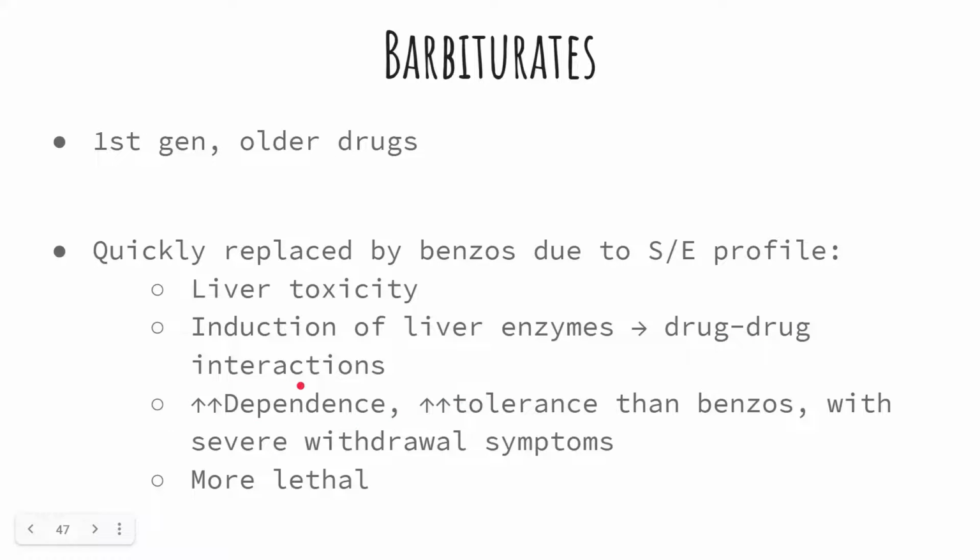Because if you think about it, most of the users of barbiturates are old in age. Anxiety and insomnia problems usually present in older patients. So when they take these barbiturates, they are probably also taking medications for other medical conditions like hypertension, for example, or any other thing. This will lead to drug-drug interactions with the drugs that they are already taking because of this induction of liver enzymes. So we have to do a lot of dose correction for these drugs to make sure they are not receiving more or less than they need.